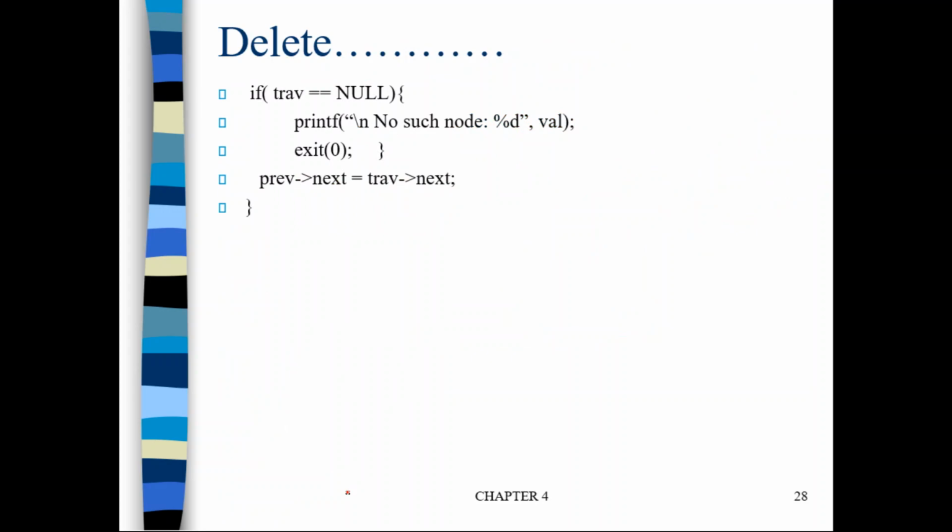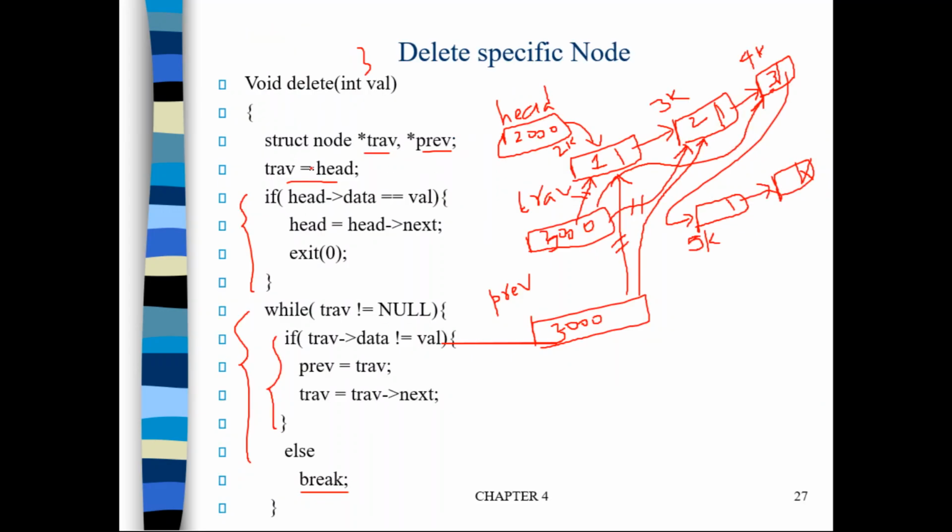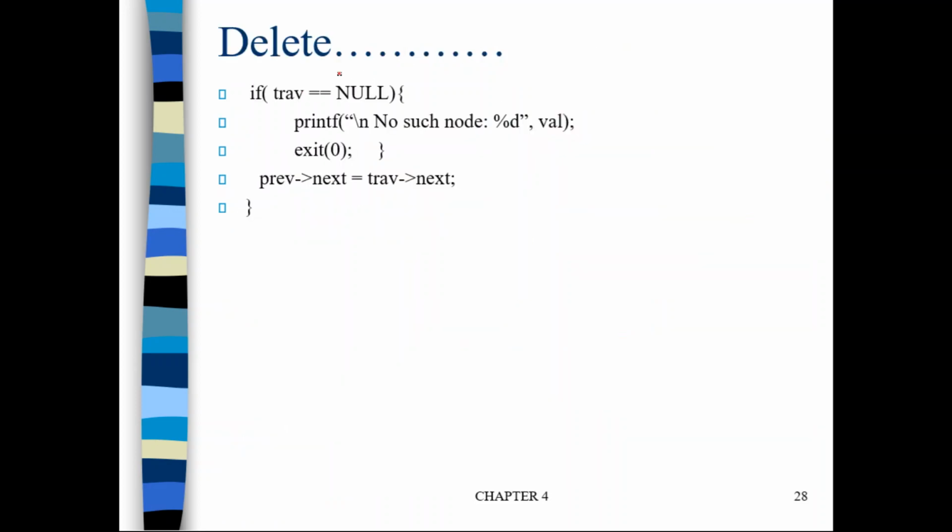After breaking the while loop, again we check why we have broken the while loop. There can be 2 reasons. Either you have passed through the entire linked list and were unable to find a node with this value. We are checking whether that is the case. If traverse is equal to null, then it means there is no such node with that particular value. So we say no such node with that value and we exit.